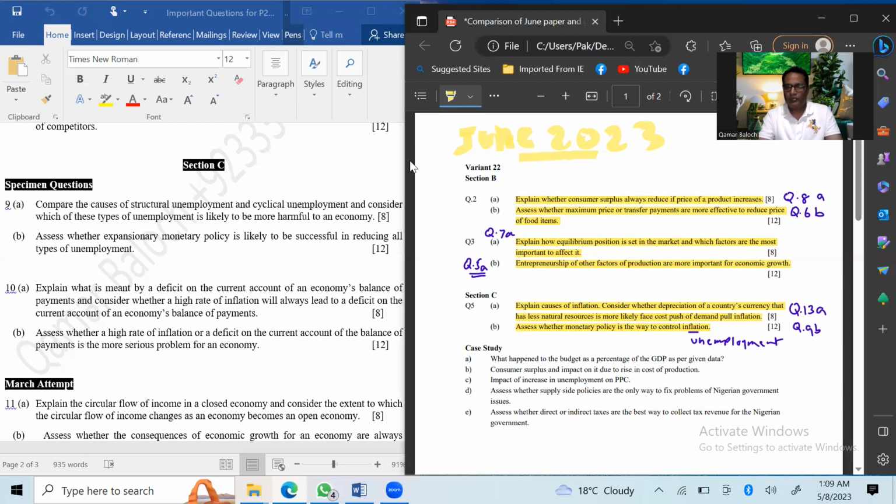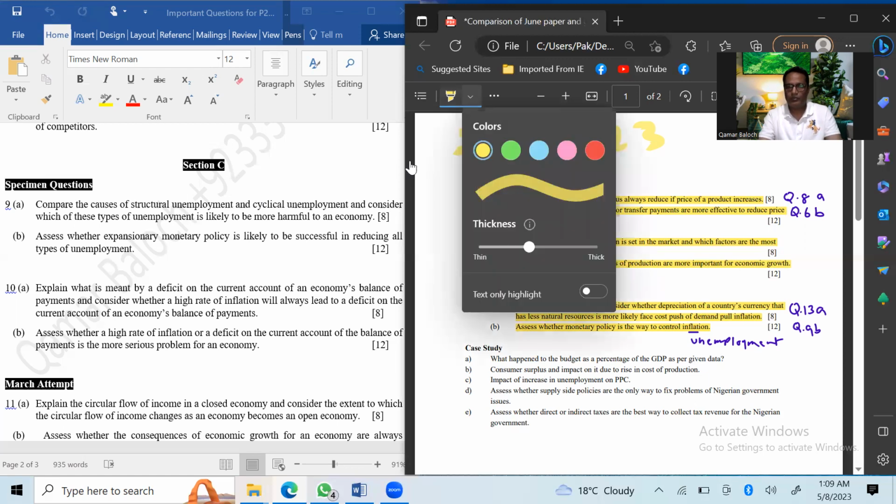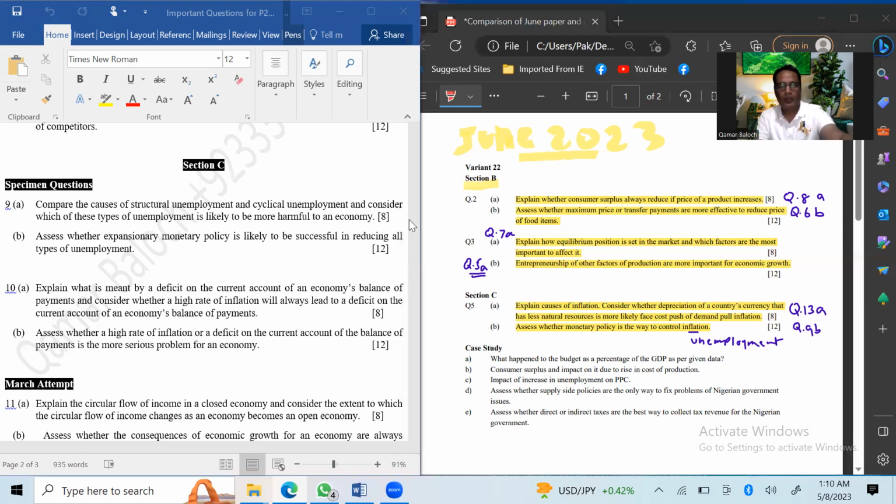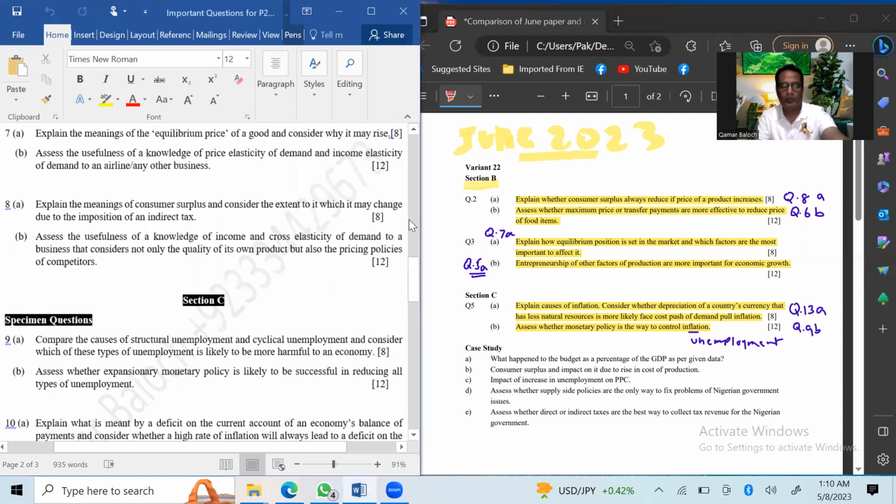So in paper 2, the first question in section B was relevant to consumer surplus, and you can read the statement of the question. The question was something like this: explain whether consumer surplus always reduces if the price of a product increases. This question was also in the guess paper, and it was question number 8, part A, that is also showing on the screen on the left hand side. Let me show you question number 8, part A.